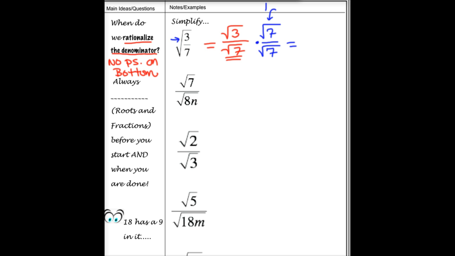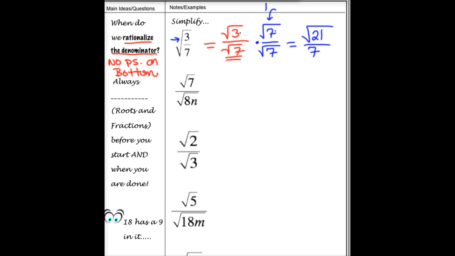So watch, on the top, when I multiply straight across, because both are in, I can multiply them, both in or both out, for multiplication and division. I get root 21. On the bottom, root 7 times root 7 is root 7 squared, which is just 7. Now the question becomes, can you simplify that? Because 21 and 7 makes a 3 when you divide, but the answer is no, because one's in, one's out.